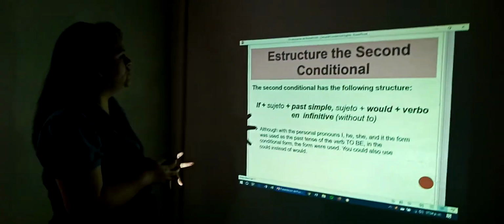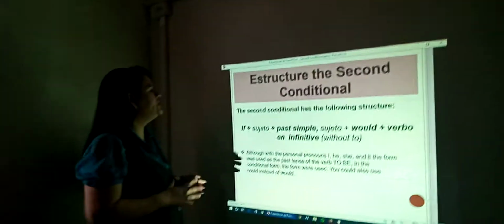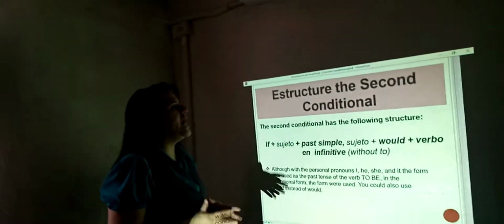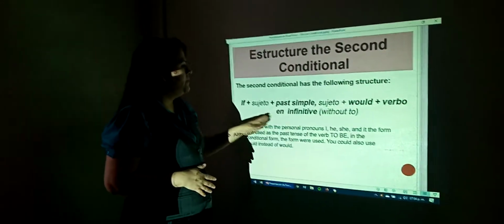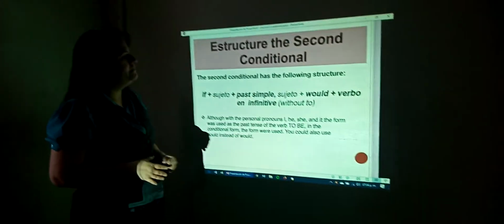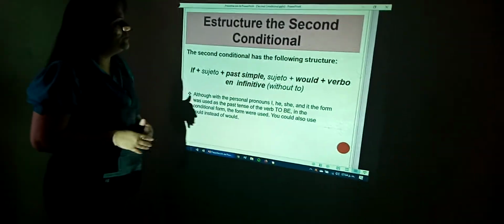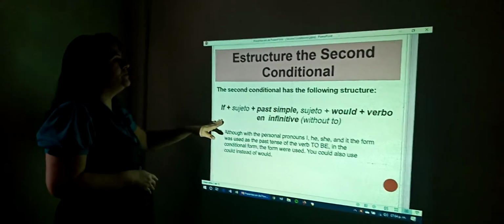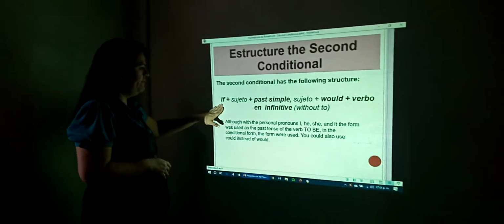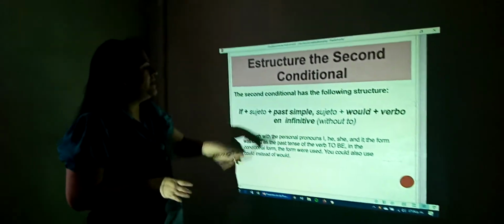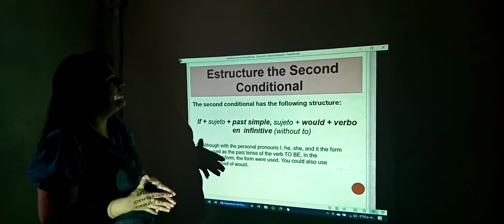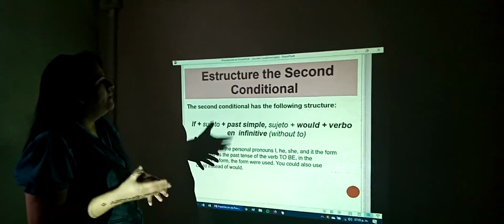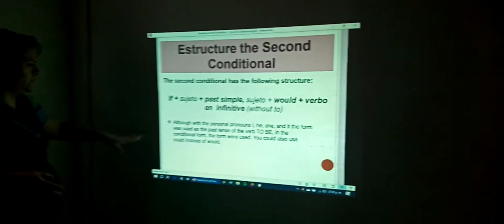The structure of the second conditional. What is the structure? The second conditional has the following structure: if, subject, past simple, infinitive; or subject, would, plus verb in infinitive without to. Let's see right here.